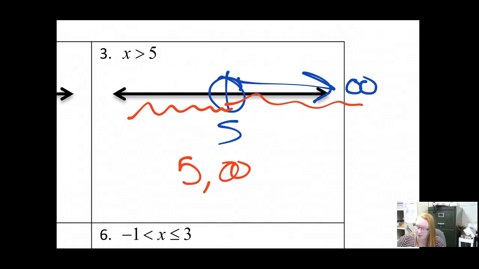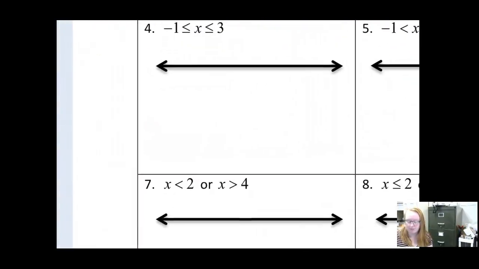Okay? Infinity always gets a parenthesis. The reason why it always gets a parenthesis is because it is not ever equal to an actual number. Okay? So it goes on and on forever. We give it a parenthesis. We don't know what it actually equals. 5 is also going to get a parenthesis here. It does not get a bracket. Can you tell me why? So my 5 gets a parenthesis because there is no equals.